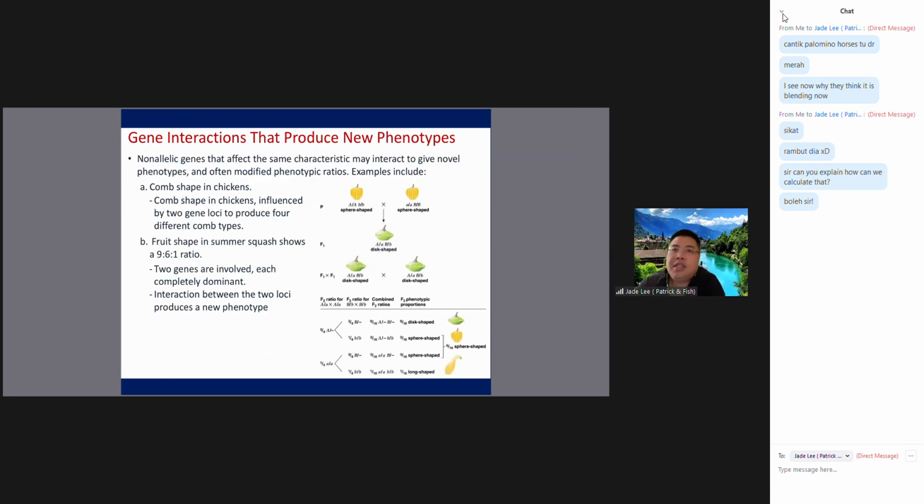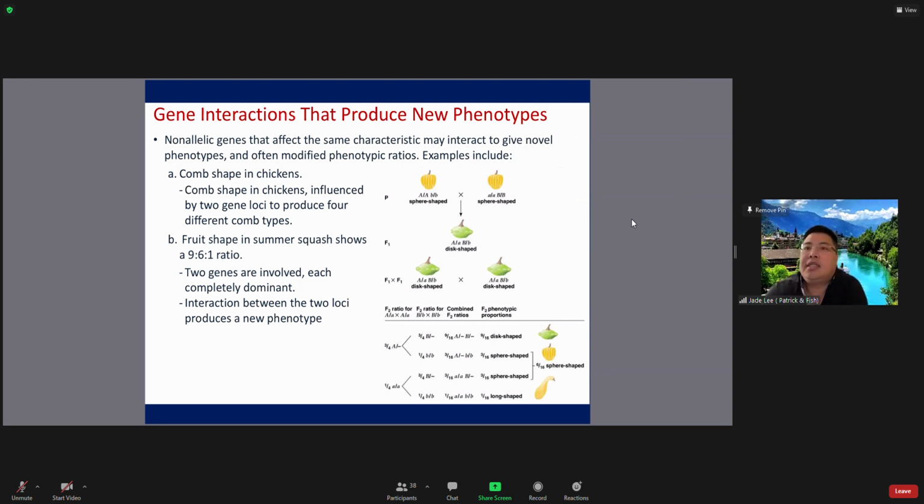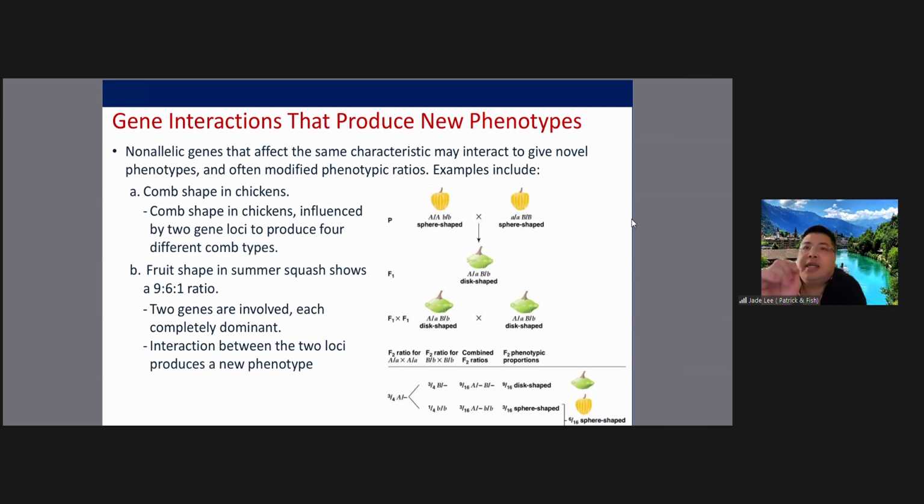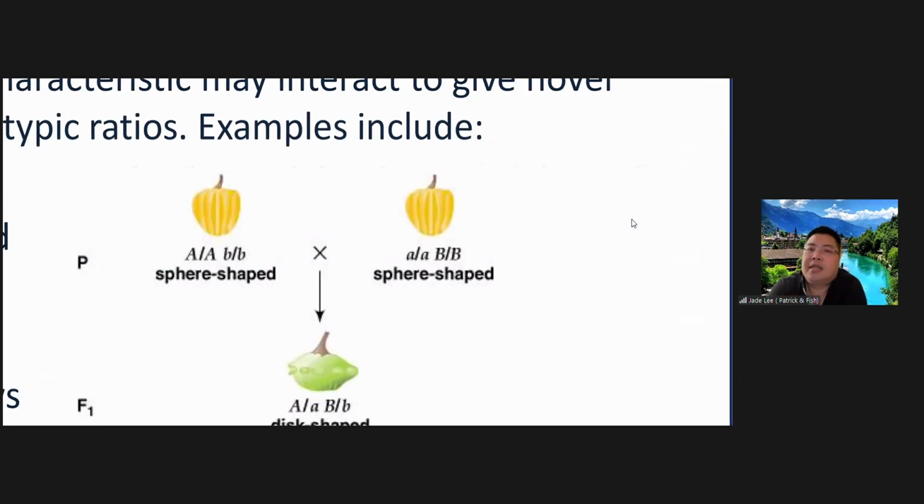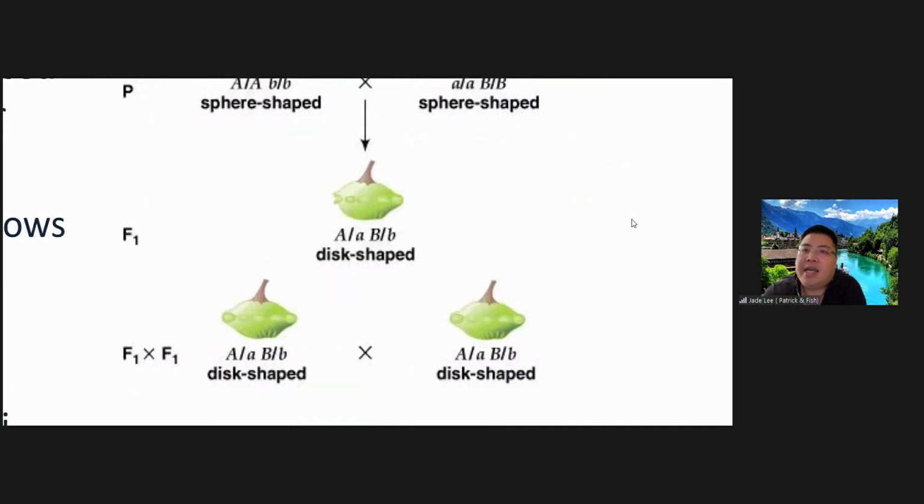Okay. For gene interaction that produce new phenotype. Okay. Contohnya di sini. The non-allelic genes that affect the same characteristic may interact to give a novel phenotype that often modifies the phenotypic ratio. Examples include the comb shape of the chicken. Satu lagi, the fruit shape in summer squash. That shows a 9:6:1 ratio. So there are 2 genes that are involved, each completely dominant, and they interact between the 2 loci, producing the new phenotype. Contohnya di sini. You tengok the A besar dengan b kecil punya sphere shape. Satu ialah a kecil B besar punya sphere shape ini, dia akan hasilkan the disc shape. Ya, A besar a kecil B besar b kecil.